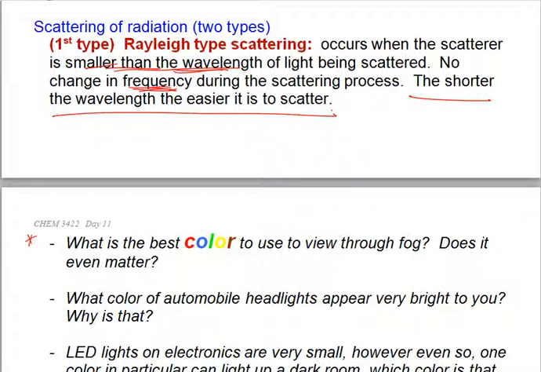Plus, red also means rear lights, right? So that's probably a good thing to make as a fog light. But the question is, what is the best color to use to view through fog? I would say red might be. But your eye isn't very sensitive to red, so maybe an orange kind of hue.